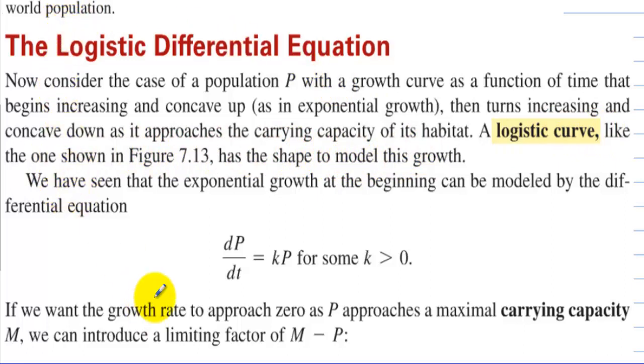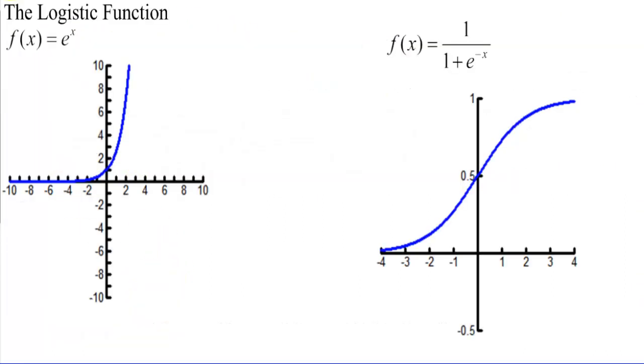Let's take a look at the difference and then we'll come back to this page. So we go to the next page. Here is pure exponential growth. In other words, f of x equals e to the x. And the growth happens very quickly, and in a very short amount of time, the population will be very large.